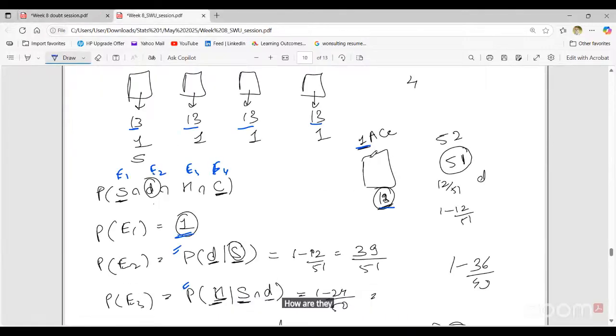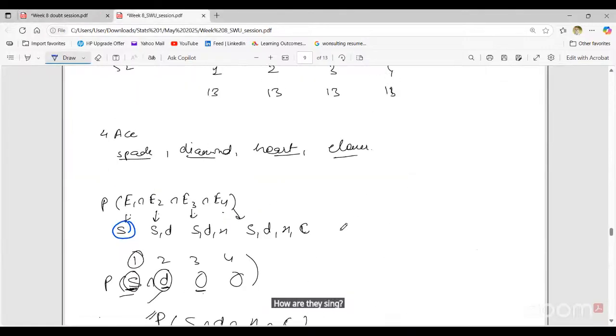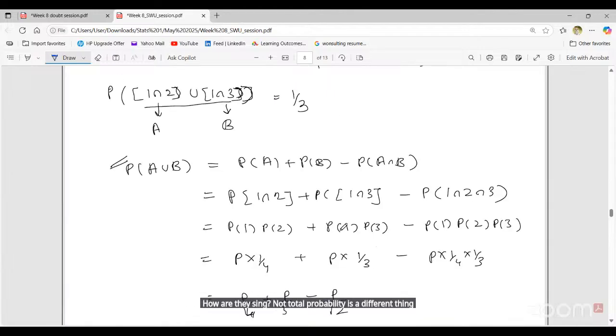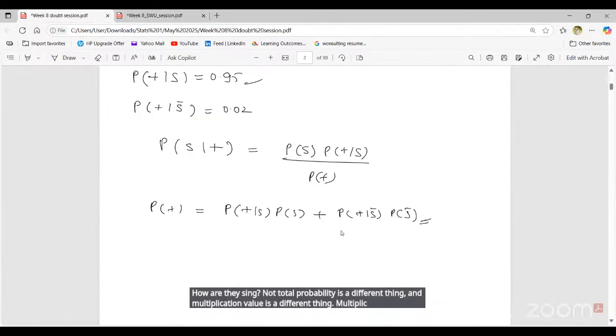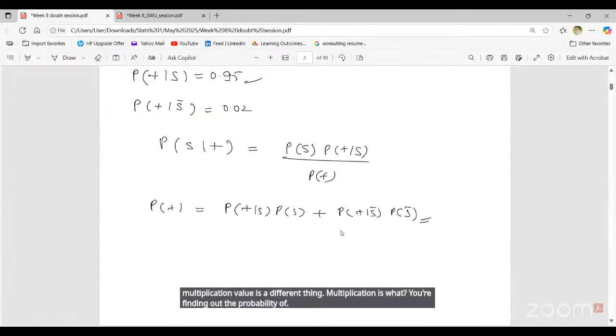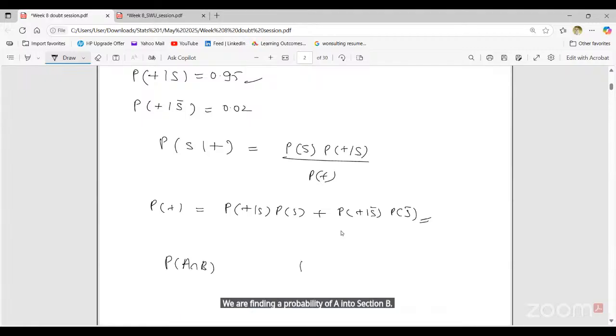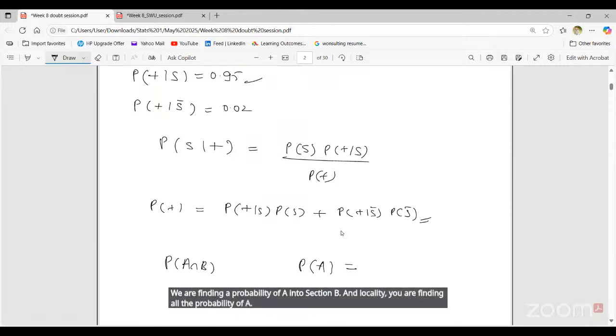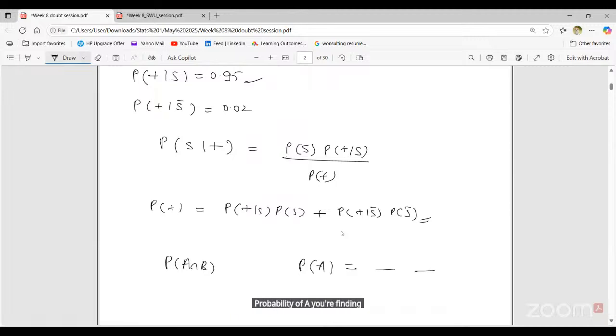Law of total probability is a different thing and multiplication rule is a different thing. In multiplication, you're finding out the probability of A intersection B. And in law of total probability, you are finding out the probability of A, with different conditions.